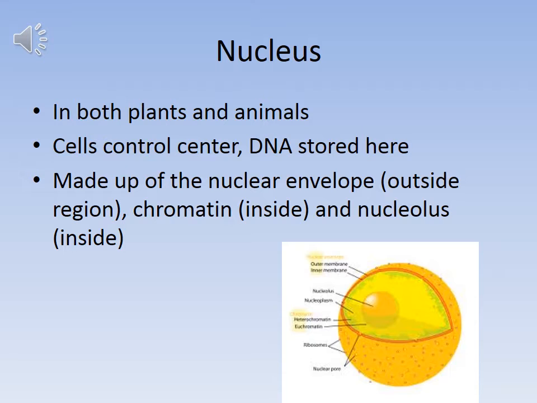The nucleus is made up of some different parts. This includes the nuclear envelope, which is the outside layer, the chromatin, which is material inside the cell, and the nucleolus, which is the center of the nucleus inside.